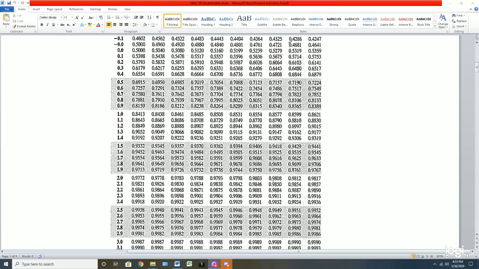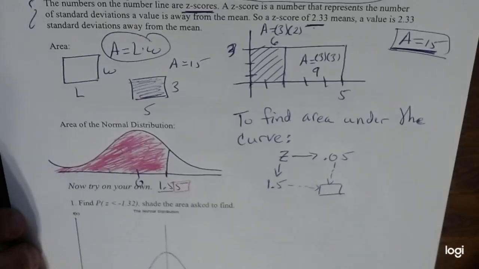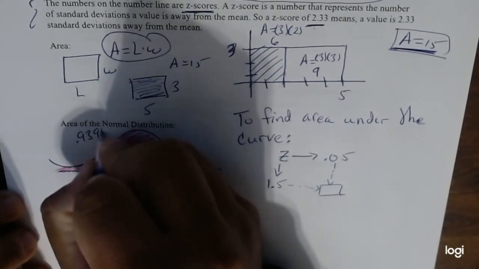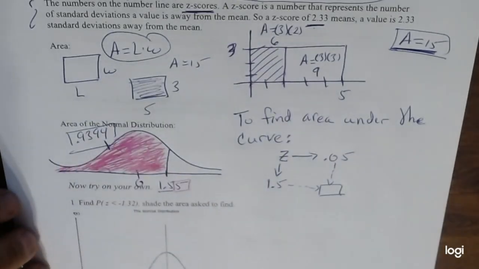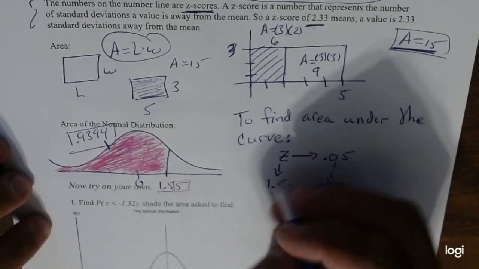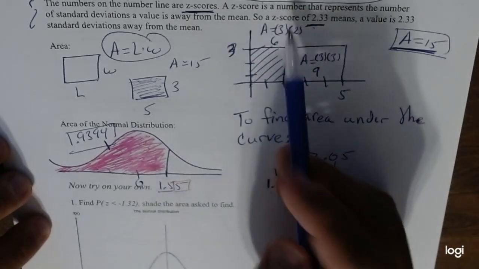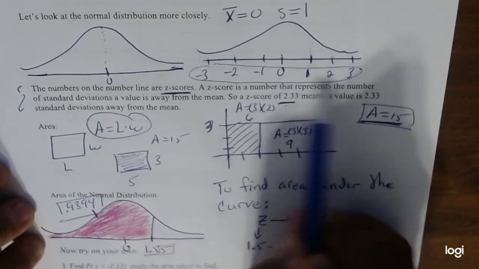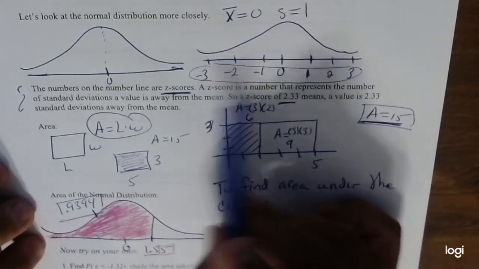So what that means is this area right here, the area underneath the curve, is 0.9394. That is how we're going to find areas underneath our normal distribution, using the tables: first 2 numbers go down, last number goes across. Now remember, this also includes plus and minus. Z-scores could be negative or positive based on what we have. So don't forget, it could be negative because it's straight out on the number line.